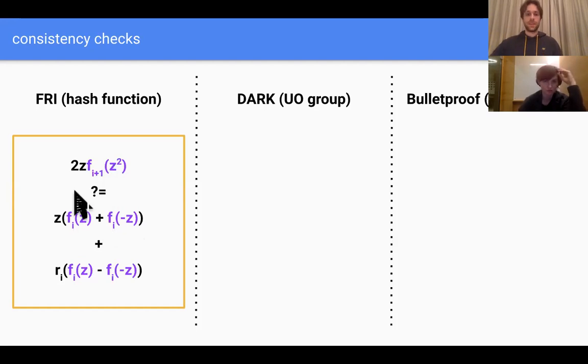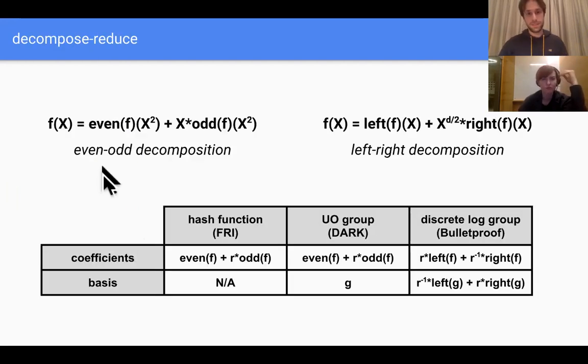So if we go back to this even odd decomposition, if you feed z here on the left hand side, you're going to get z squared here and z squared here. And if you feed minus z, well, the minus sign is going to go away. So you still get z squared here and z squared here. What changes is that you get a minus sign here.